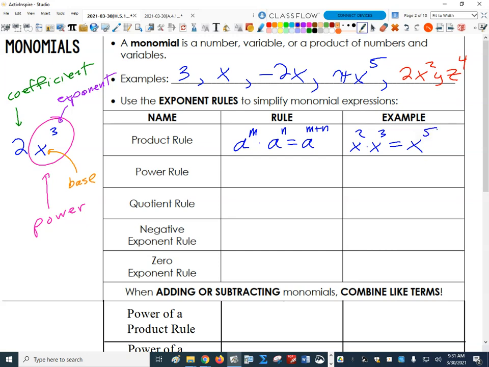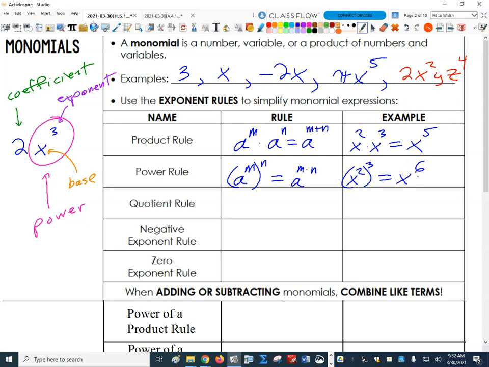What about the power rule? I don't care if you know the names of these. It doesn't matter. You just have to know what to do when you see this stuff. The power rule says, what if we take a power to a power? If I have a to the m to the n, what do I do? Multiply the exponents. Good. So that's a to the m times n. My example would be x squared cubed, which gives x to the sixth.